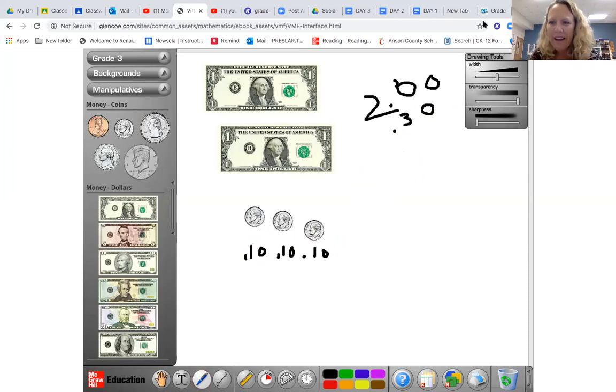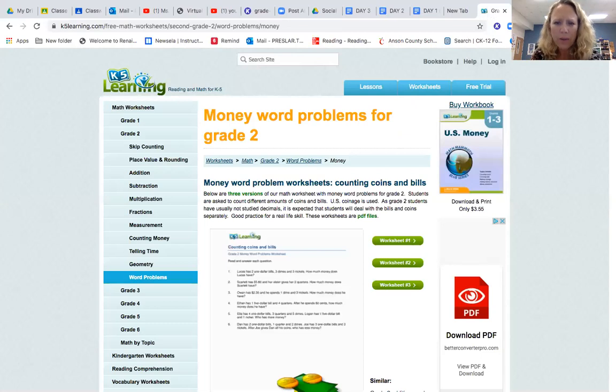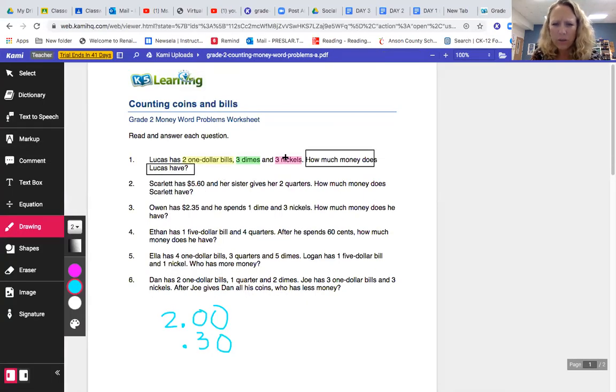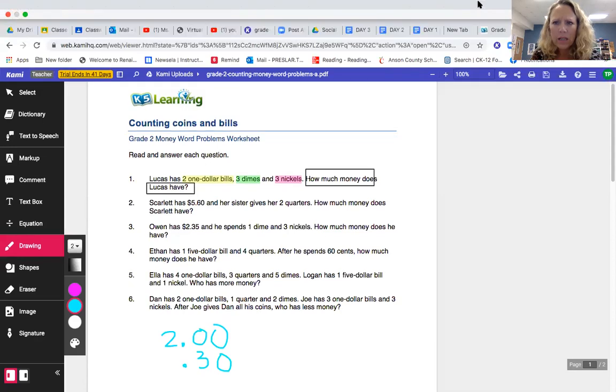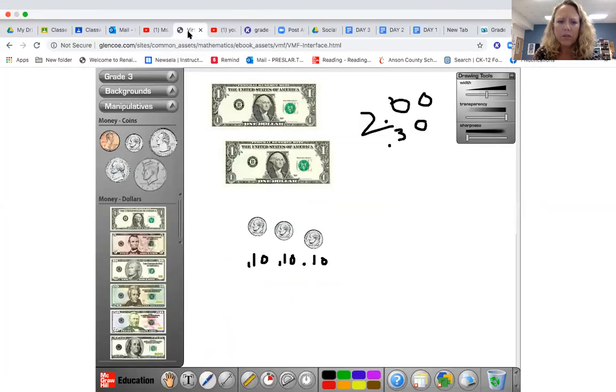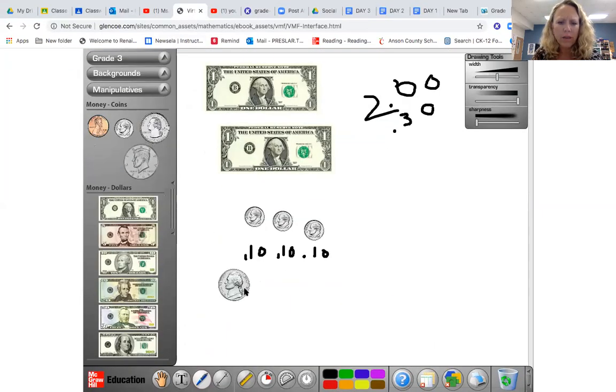Okay, when I go back to my word problem, I want to look at the last one, the one that I highlighted here, 3 nickels. Now, looking at my virtual manipulatives, 3 nickels, I'm going to drag those out, would be 5, 10, 15 cents. And that's skip counting by fives. So 0, 5 plus 0, 5, the value of the nickel, 5 cents, and plus 0, 5.